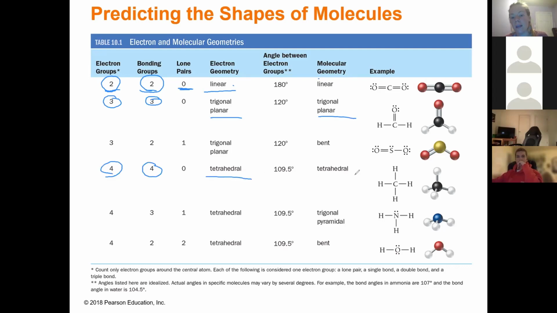Tetrahedral, tetrahedral. It gets confusing when we get those silly lone pairs. They change the molecular geometry from the electron geometry. Traditionally, in an in-person class, you would have to have this diagram memorized. You guys don't have to have it memorized. You can reference it, but you have to be able to use it.